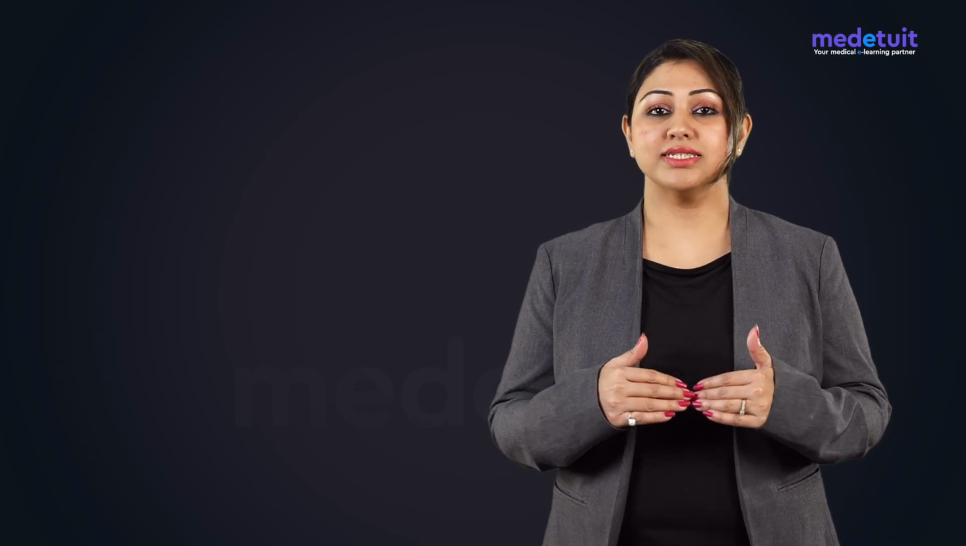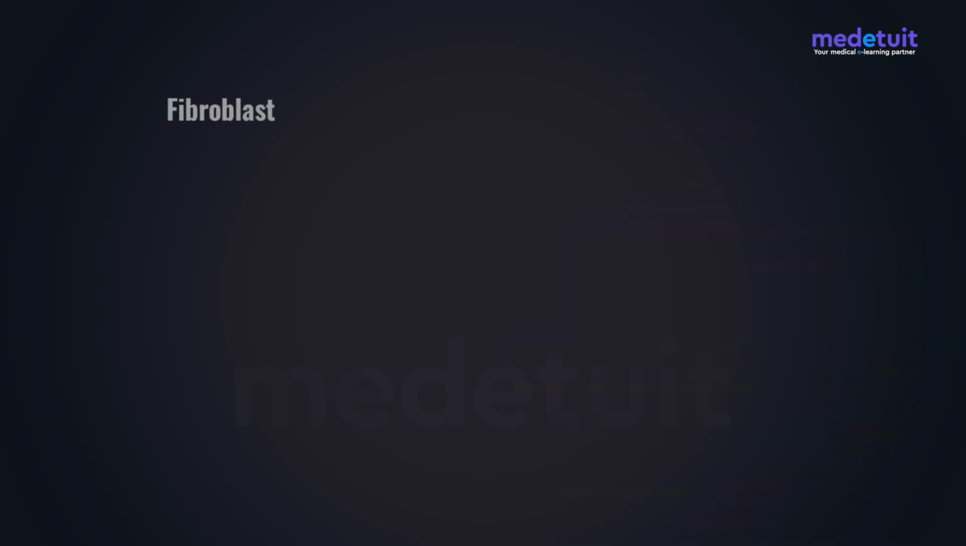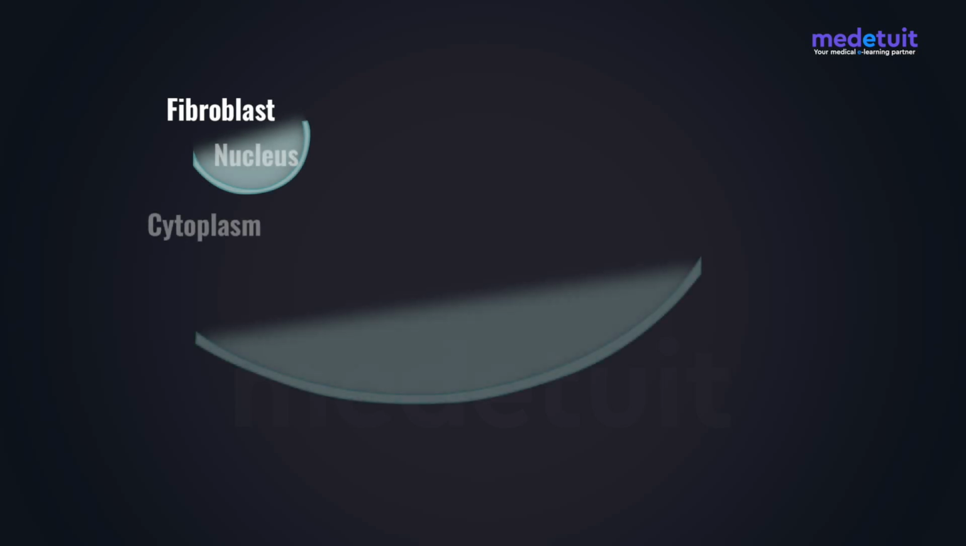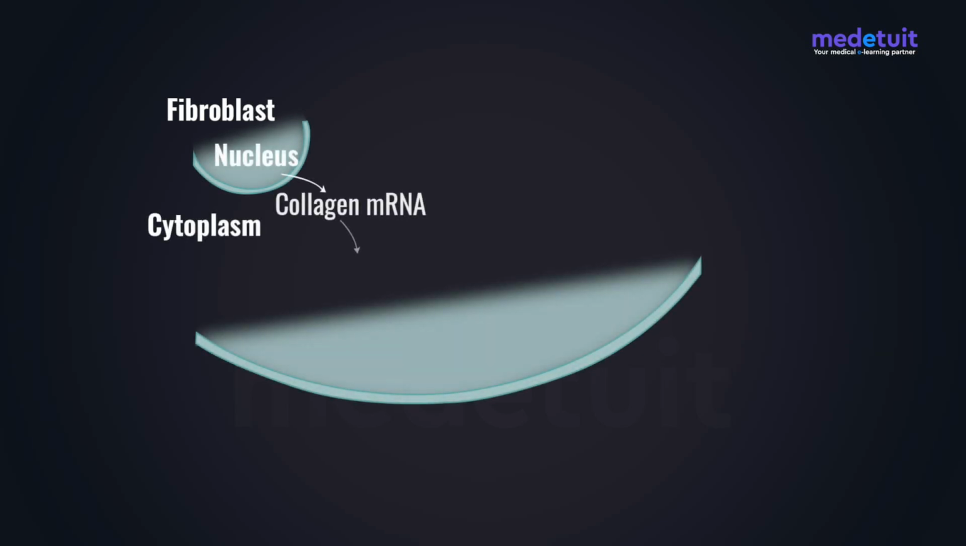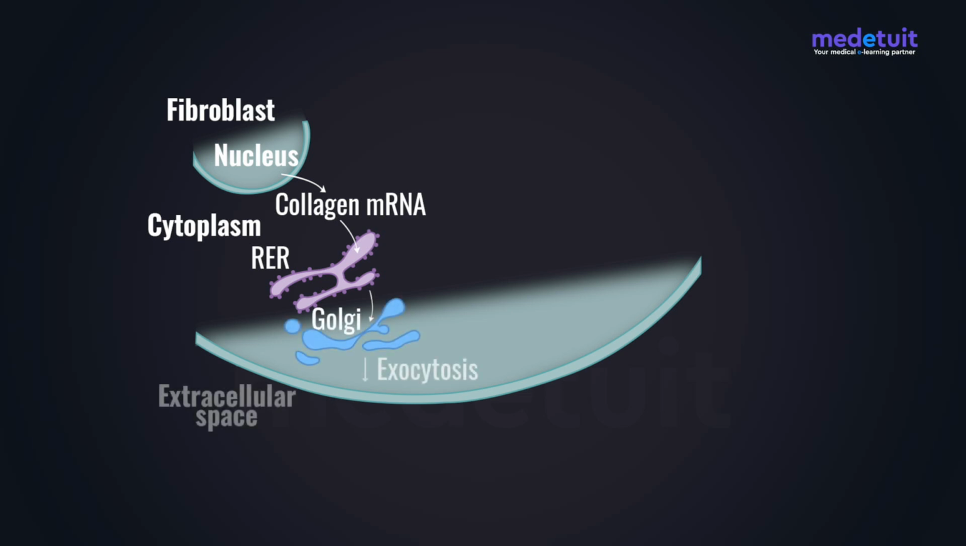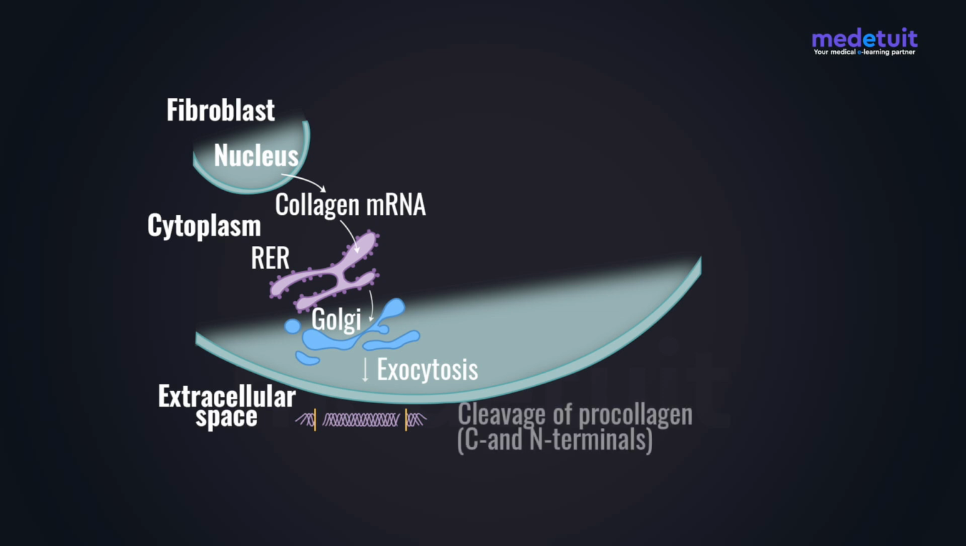Next, let's learn the synthesis of collagen. Collagen is synthesized by fibroblast intracellularly as a large precursor called procollagen. After the synthesis intracellularly, it is then secreted outside the cell. The extracellular procollagen is cleaved by specific peptidases to form tropocollagen.